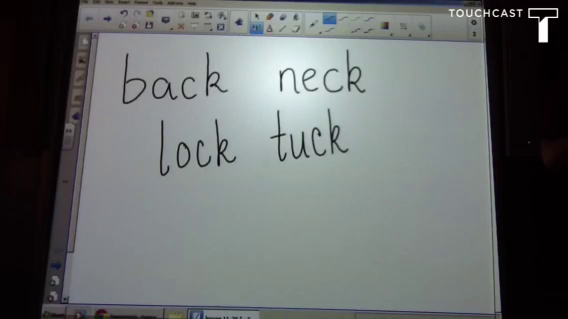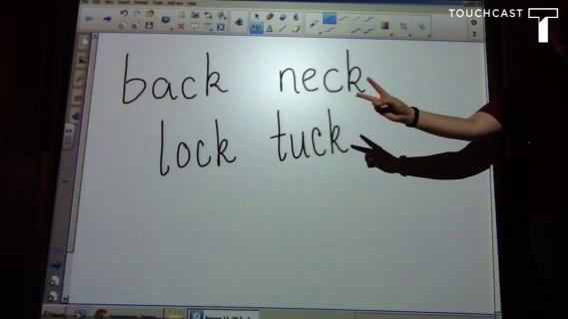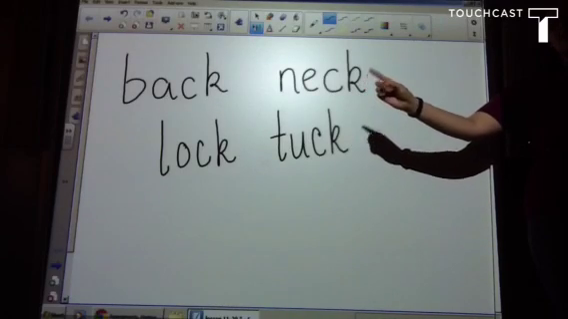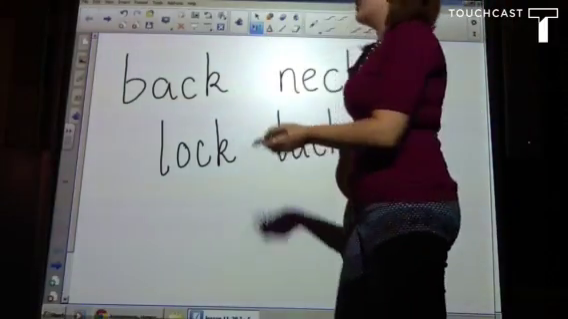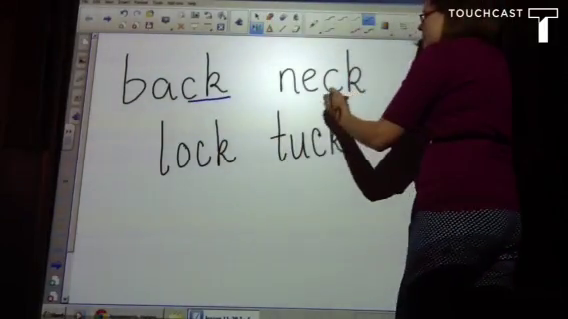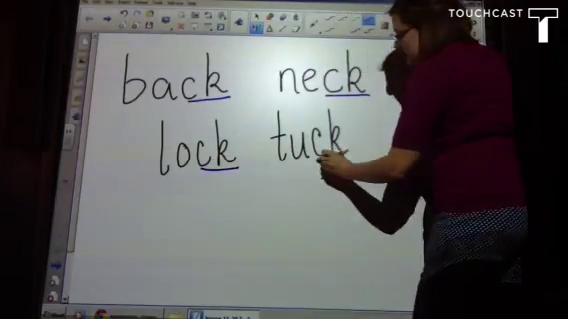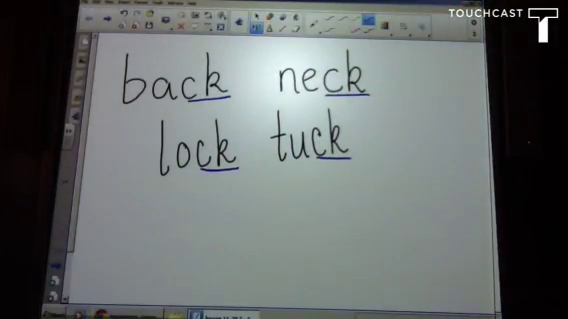Let's say that all together. A digraph is two letters that come together to make one sound. Good. Does anyone know how we code digraphs? With a breve. No, we use our breves for our vowels. Oh, yeah. We are going to underline them. So I'm going to go ahead and underline these digraphs in each one of these words. There are two kinds of digraphs, consonant digraphs and vowel digraphs. Digraph CK is a consonant digraph because it is made up of consonants.